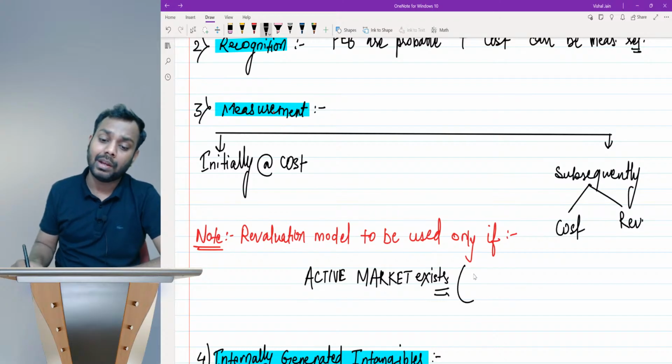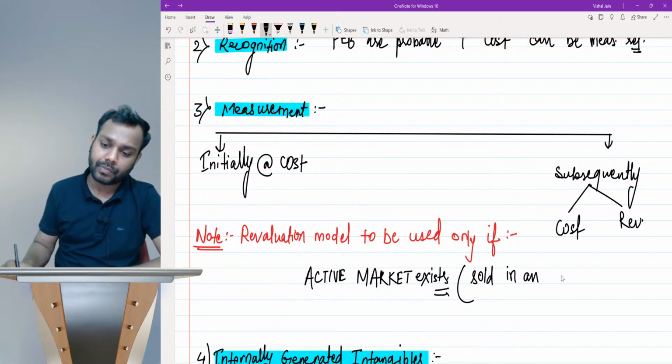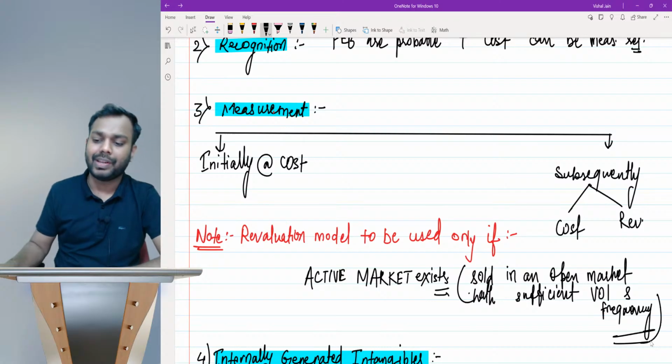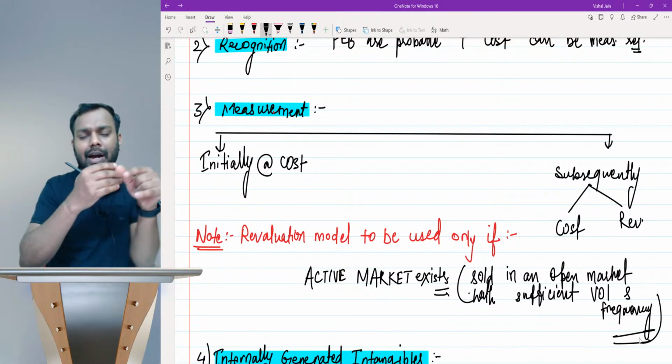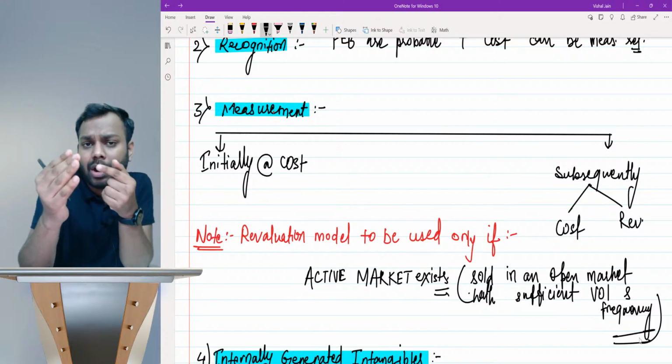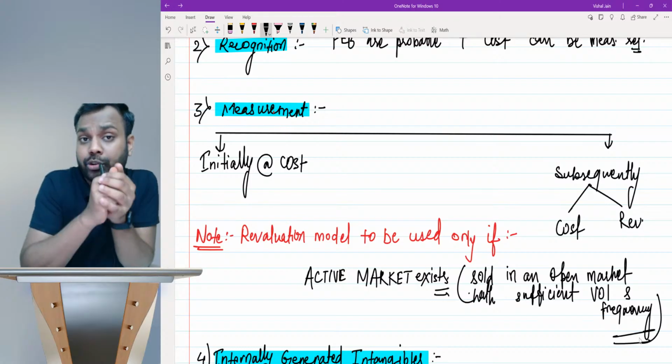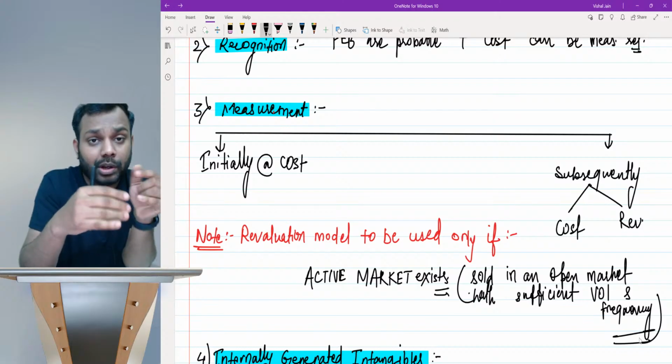What is the meaning of active market? Sold in an open market with sufficient volume and frequency. It's not that it's being sold only once or twice. It should be sold frequently, and in volume also. Not only one unit or two units are being sold.